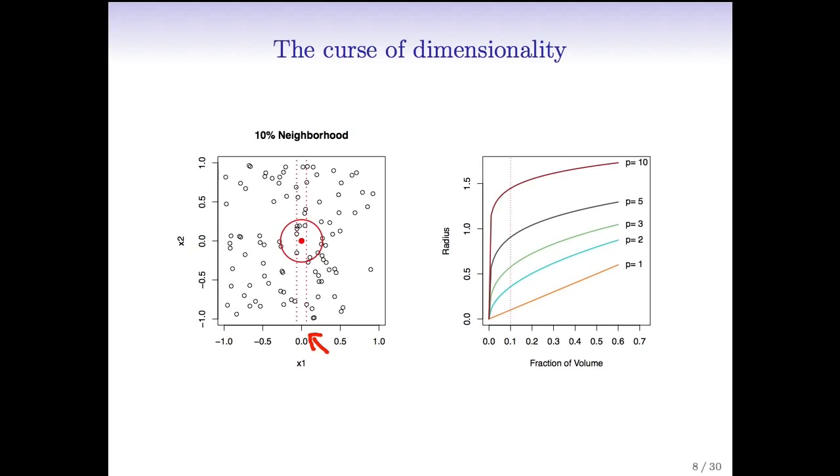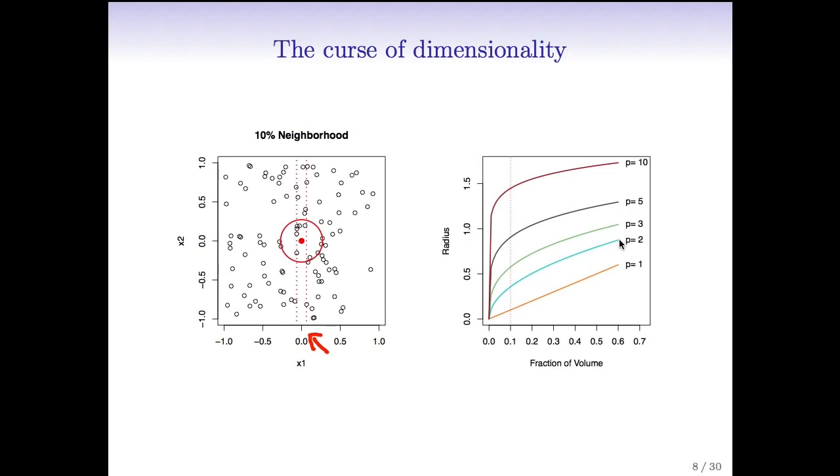Alternatively, if we want to find a neighborhood in 2 dimensions, we spread out a circle centered at the target point, which is the red dot there, until we've captured 10% of the points. Now notice the radius of the circle in 2 dimensions is much bigger than the radius of the circle in 1 dimension, which is just the width between these two dotted lines. And so to capture 10% of the points in 2 dimensions, we have to go out further and so we're less local than we are in 1 dimension. And so we can take this example further, and on the right-hand plot, I've shown you how far you have to go out in 1, 2, 3, 5, and 10 dimensions.